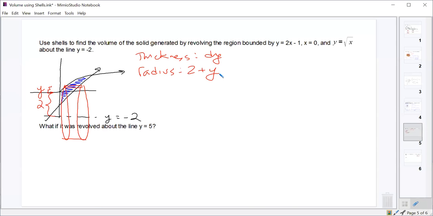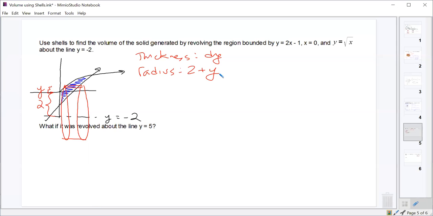Anyway, everybody good with that being 2 plus y? If we had a negative y value, like let's say y was -0.5, then that radius would be 2 plus -0.5, so it'd be 1.5. So it still works even if we're below the x-axis. When we're above the x-axis, like y equals 1, that radius becomes 3. Good? What about the height?